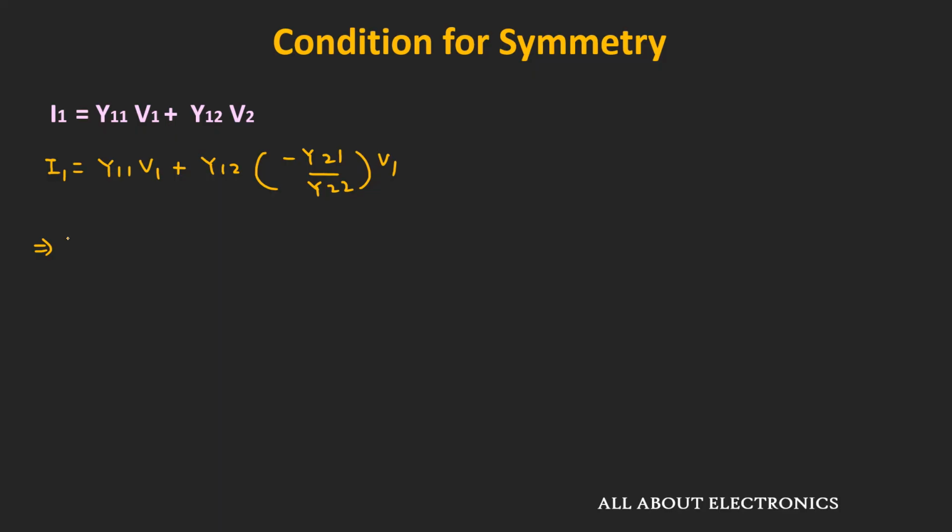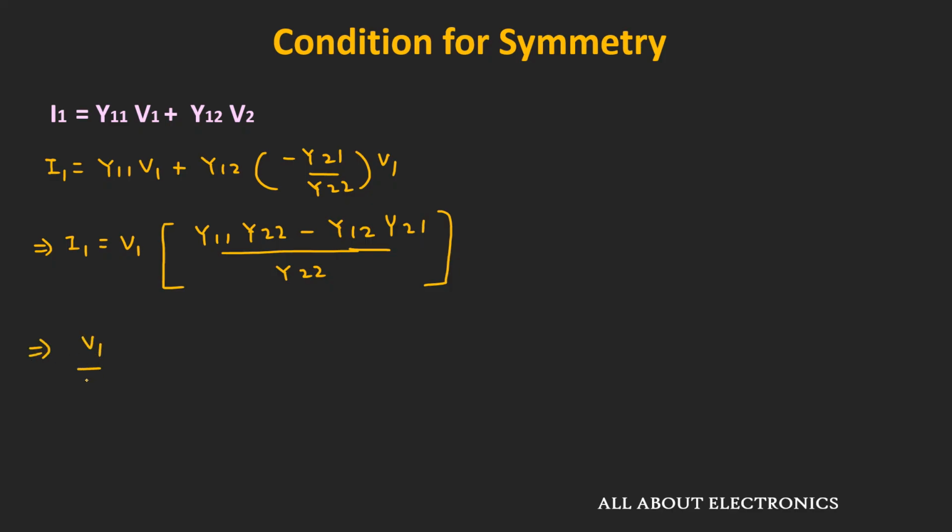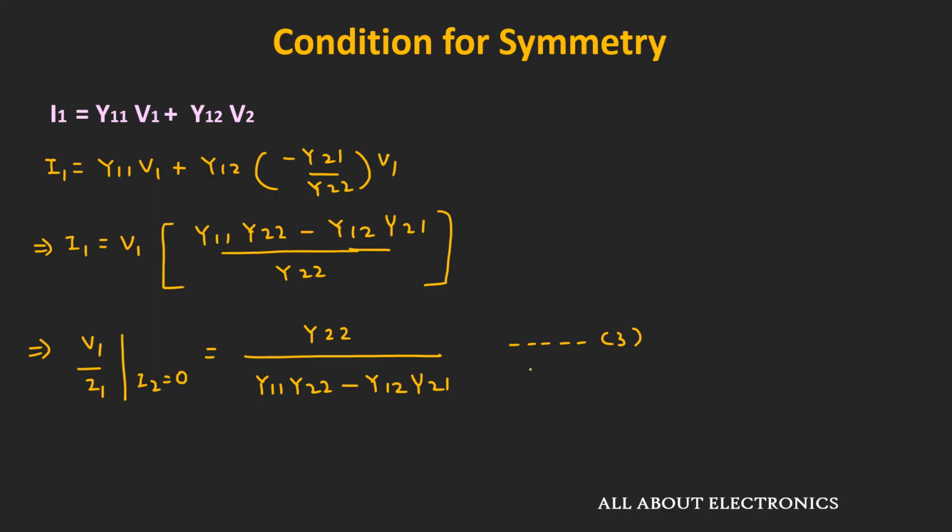Or we can say that I1 is equal to V1 times Y11 times Y22 minus Y12 times Y21 divided by Y22. Or we can say that the ratio of V1 and I1 when current I2 is equal to 0 is equal to Y22 divided by Y11 times Y22 minus Y12 times Y21. And let's say this is the third expression.